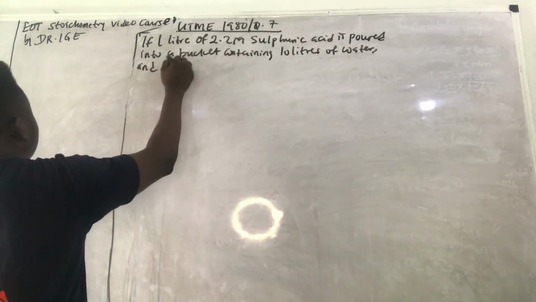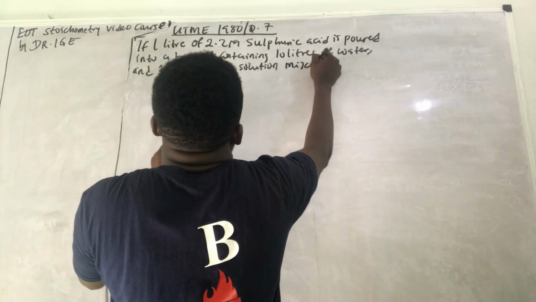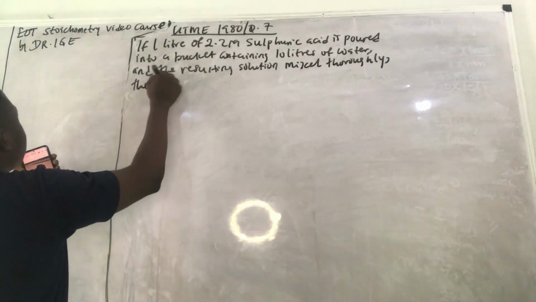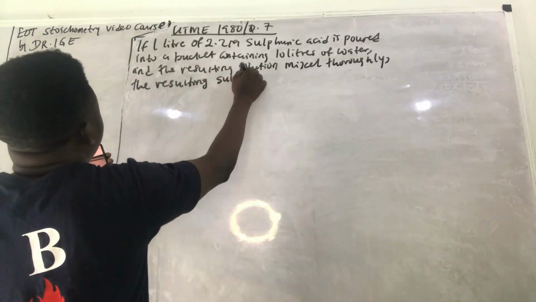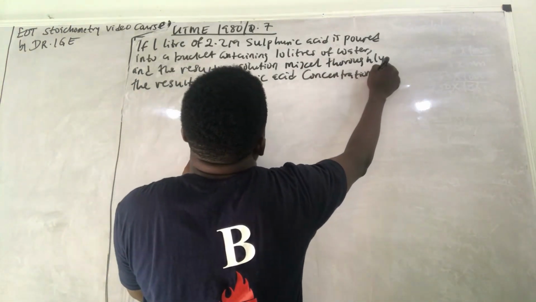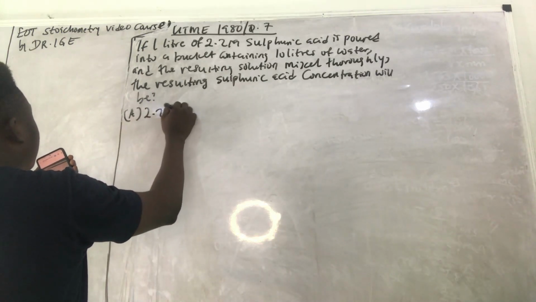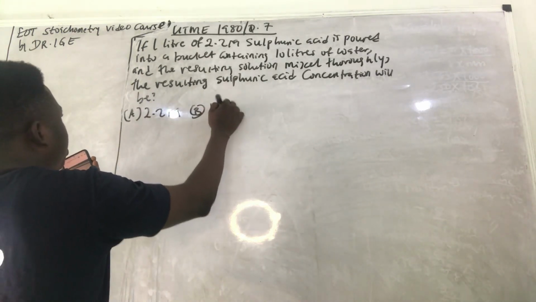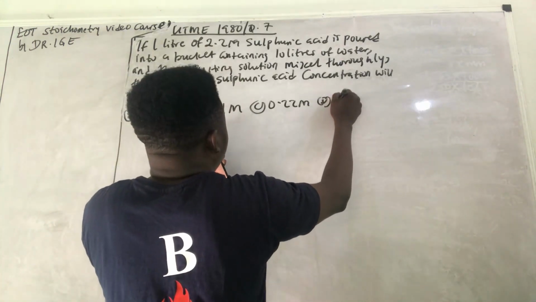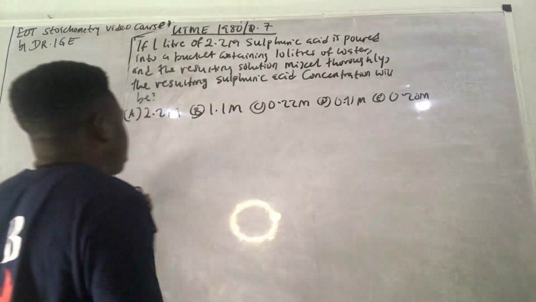And the resulting mixed thoroughly. The resulting sulfuric acid concentration will be: A 2.2, B 1.1, C 0.22, D 0.11, E 0.20. That's it. So let's go to the solution.